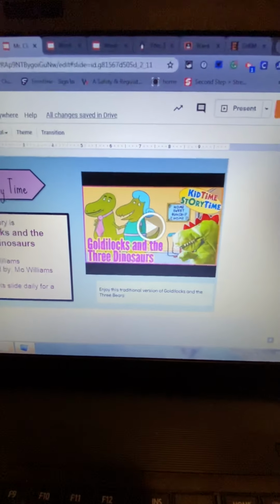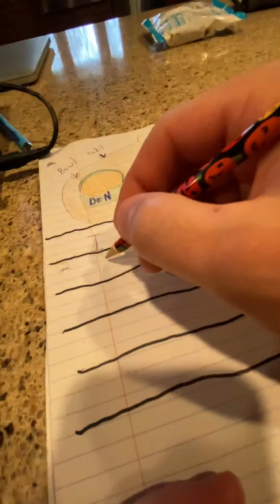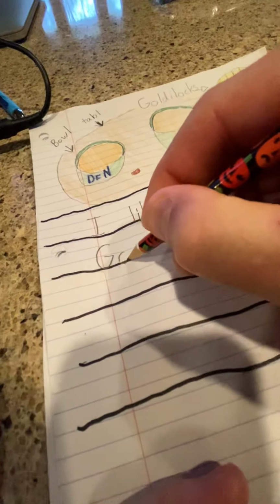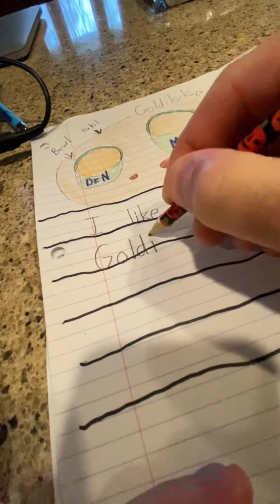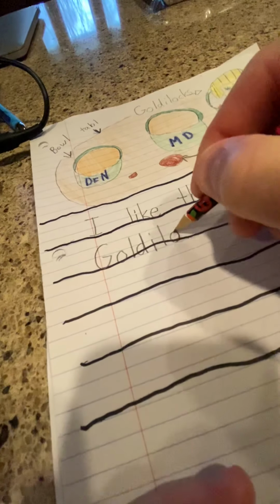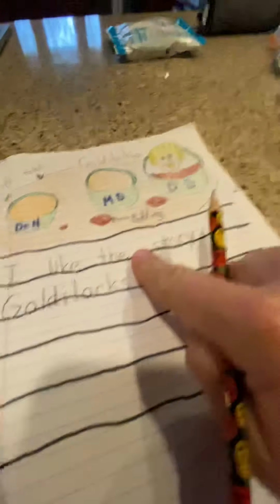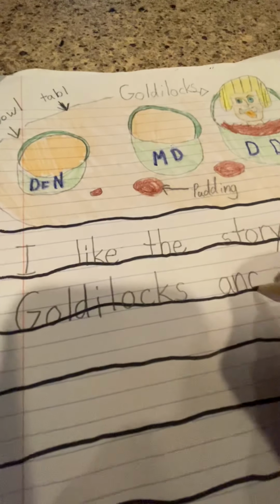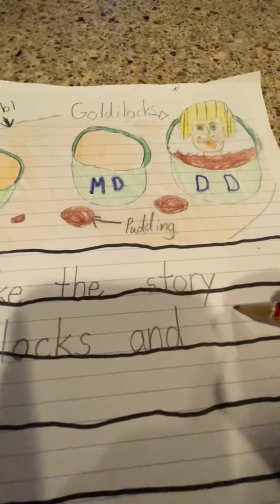But you know what I did? I pulled up the slide that had Goldilocks and the 3 dinosaurs so I can look at it and write it. And Goldilocks is a name. So I'm going to write capital G, G, old, locks. Space. And. D was a plain line letter. Did you see that? The. How do you spell the? T-H-E.